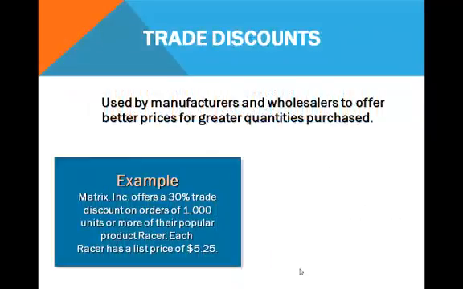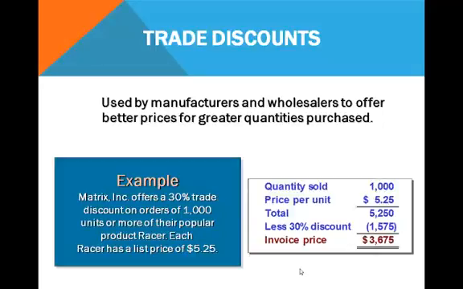Trade discounts are often offered based on quantities purchased. In this example, a trade discount of 30% is offered when a customer orders 1,000 units or more. Trade discounts are not recorded in the accounting records. This transaction will be recorded at the price of $3,675, which reflects the trade discount given. So 1,000 units sold at $5.25, that's a total of $5,250. We were given a trade discount of $1,575. We will record it at the cost that it's actually going to cost us, $3,675. That's what you do with trade discounts.